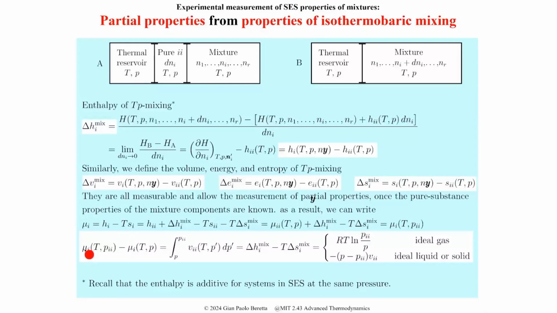Okay, so we are now taking this last equality and putting in evidence the difference, and so taking essentially this term to the right-hand side. So I have the chemical potential, the difference evaluated between the partial pressure and the pressure of the mixture, PII minus P.